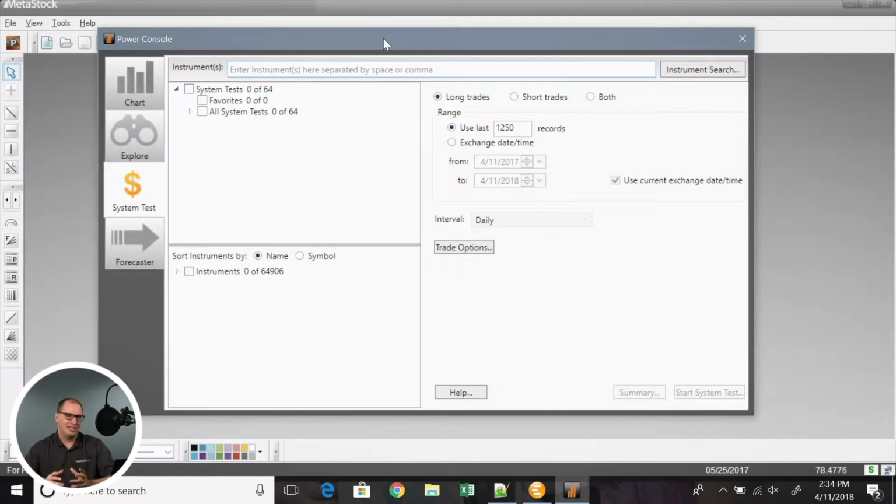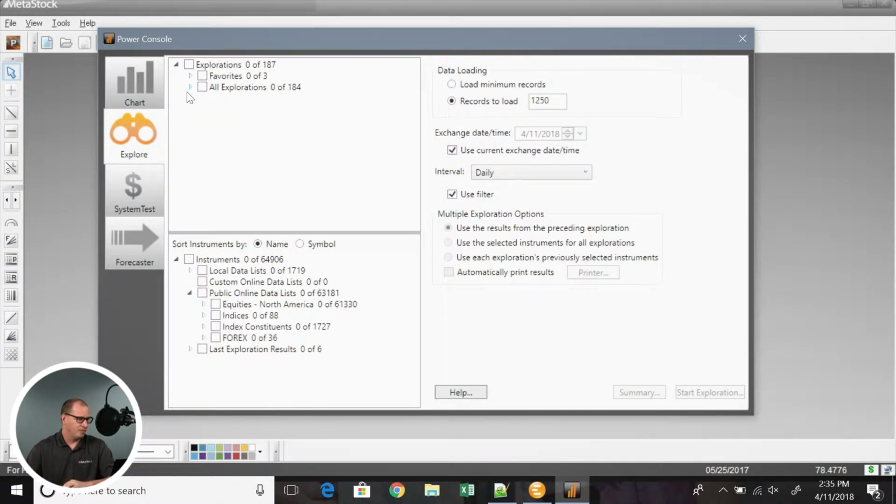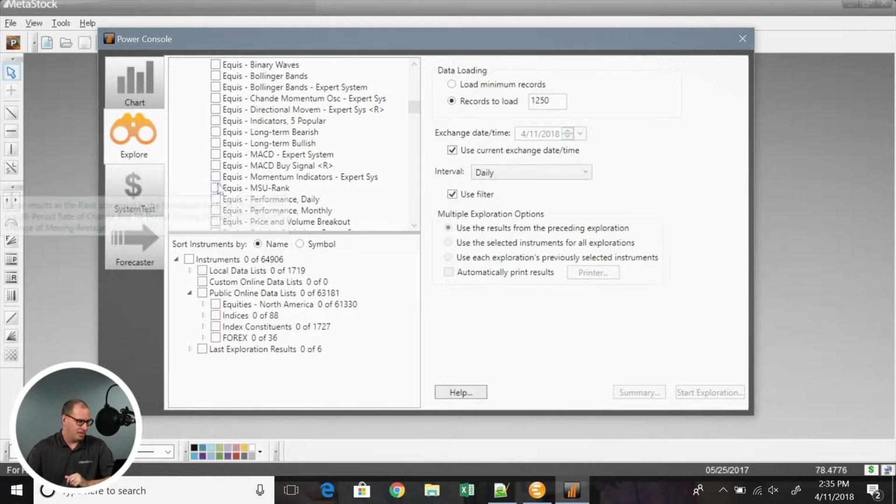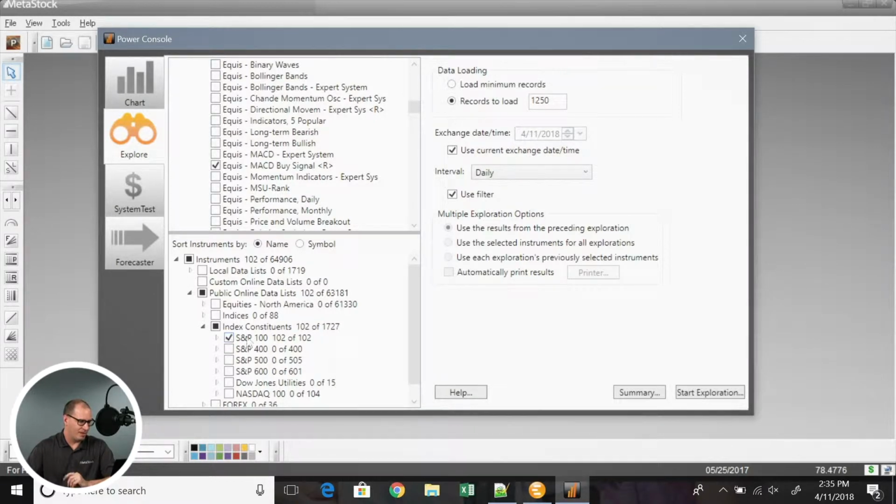But before we get into system testing, what I want to do is identify a current opportunity that we may have to buy a stock to see if it's actually a good opportunity. So where we're actually going to start this is in the Explorer. I'm going to choose the MACD buy signal as an example here. So we're going to find the Equus MACD buy signal and I'm going to put this against the S&P 100. So we're going to see if there's any stocks giving a buy signal today from the S&P 100.